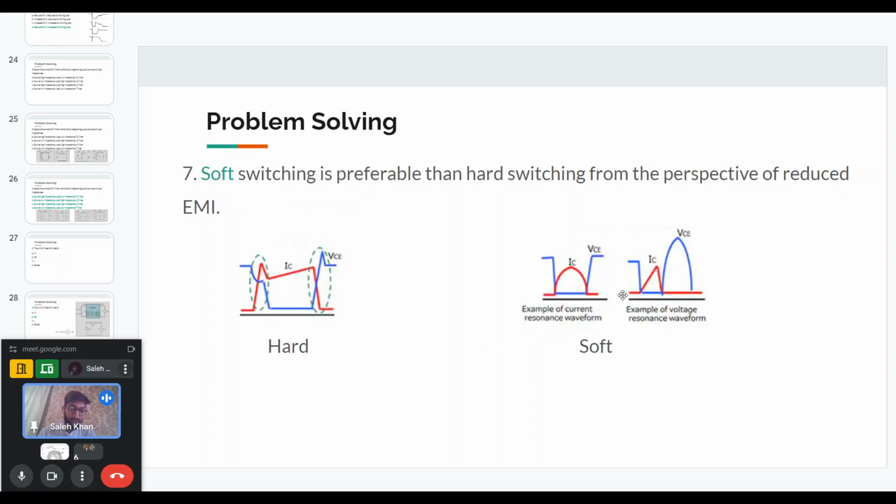Another option is, instead of the current, we can shape the voltage waveform by having resonance in the voltage. Then the dV/dt will be limited. So these are some examples of resonant soft switching.